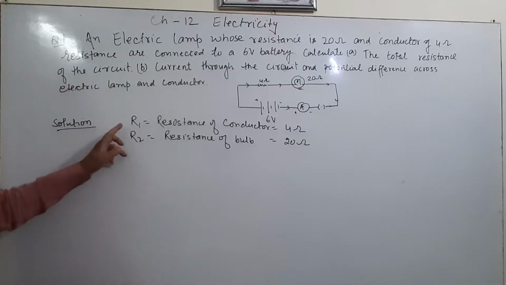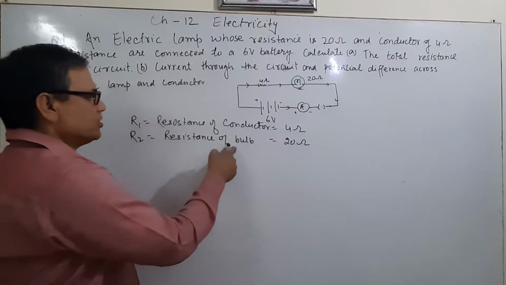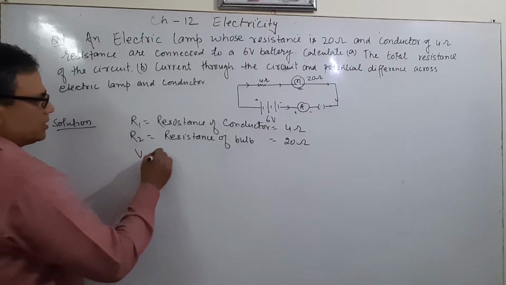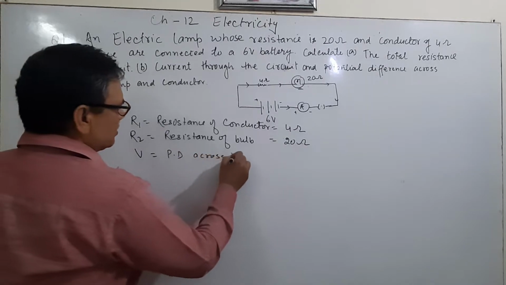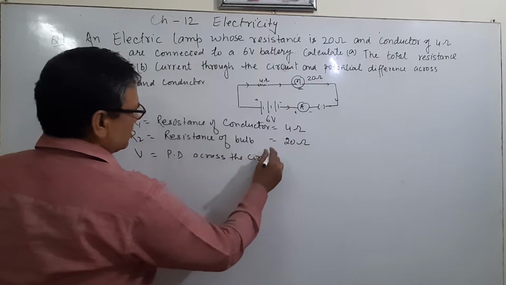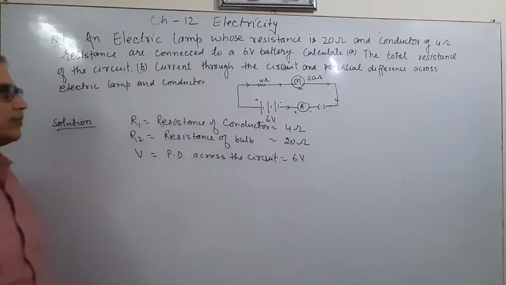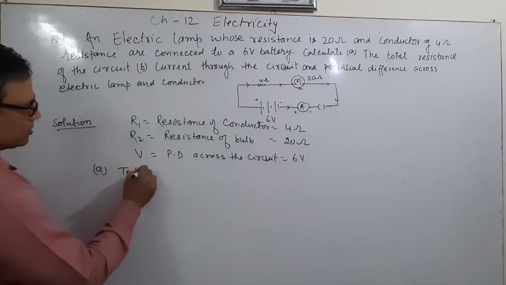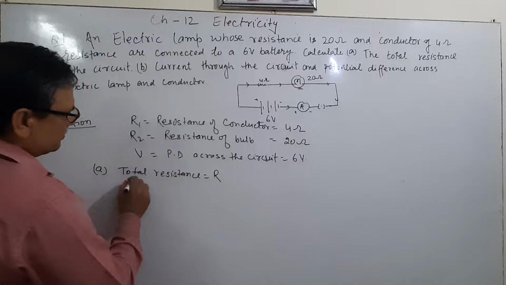We are assuming that R1 is the resistance of the conductor, equal to 4 ohm, and R2 is the resistance of the bulb, equal to 20 ohm. And V is the potential difference across the circuit, equal to 6 volt. In the first part, we have to find the total resistance, which is equal to R.